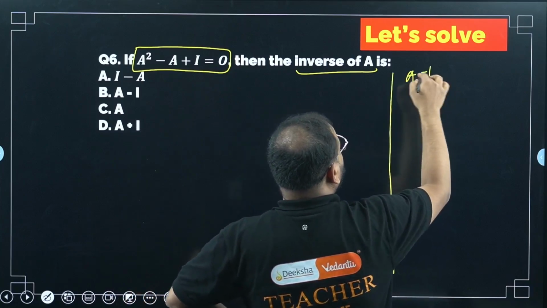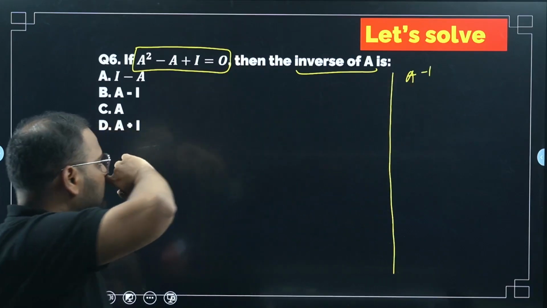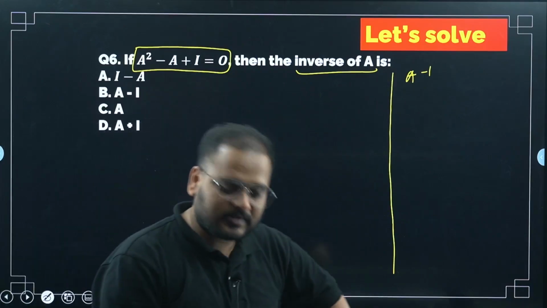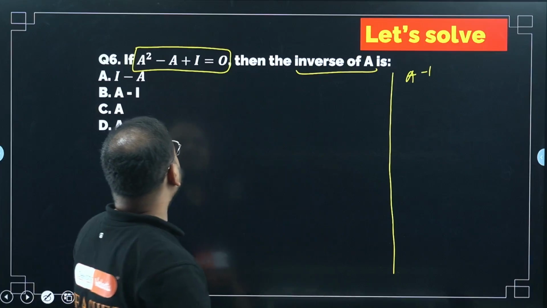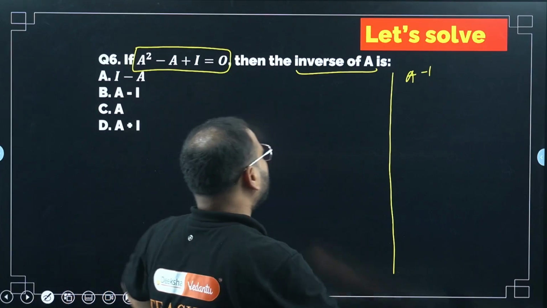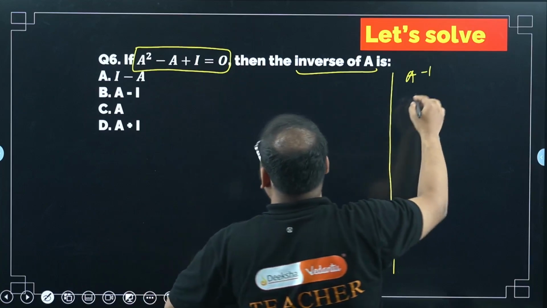Simply this. You can see here it is not present in the given equation. So we have to make the presence. How will you make the presence? One way to do it is just multiply it, correct? I can multiply A inverse on all sides. Can I not do that?